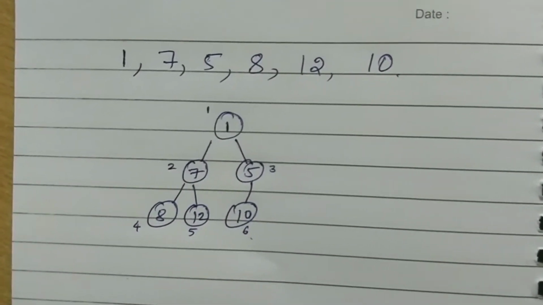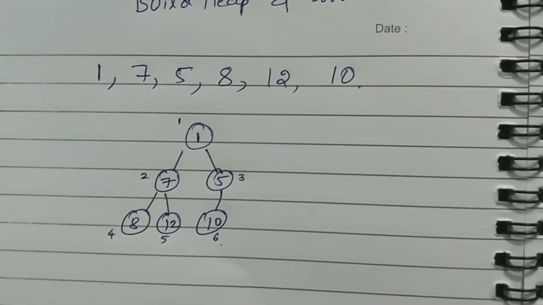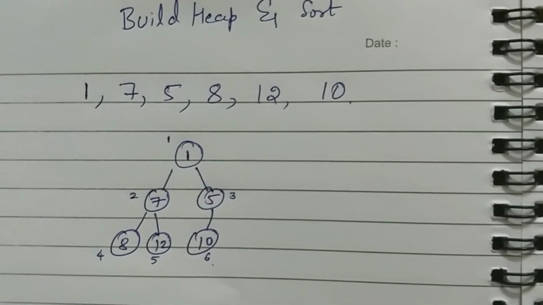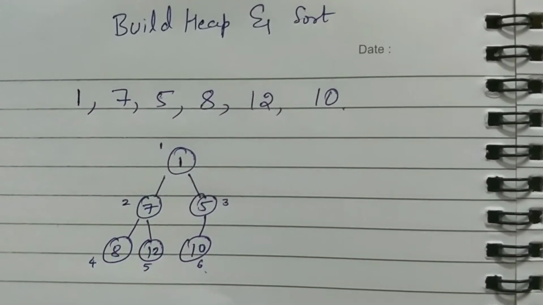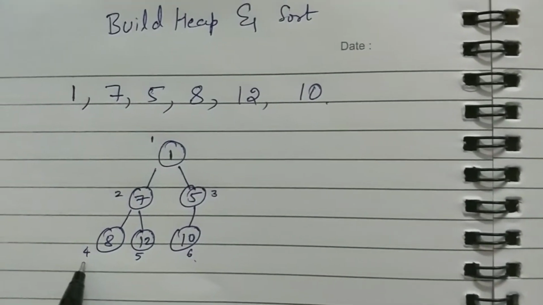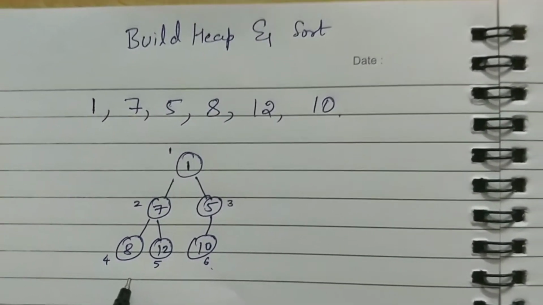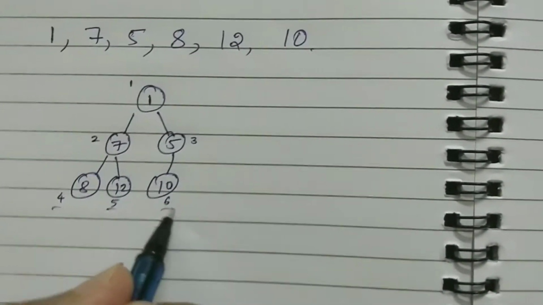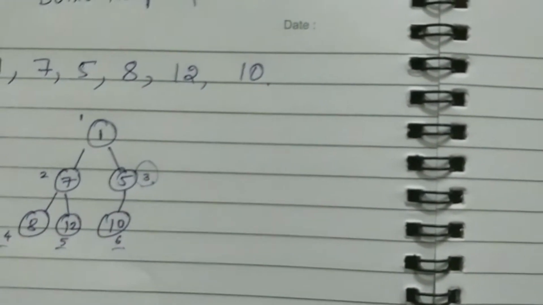Now after this, let us start using max heap on top of it. Now where exactly do we start from? This is the primary question. We will start from the max index of the non-leaf nodes. These are the leaf nodes. We start from the max index.